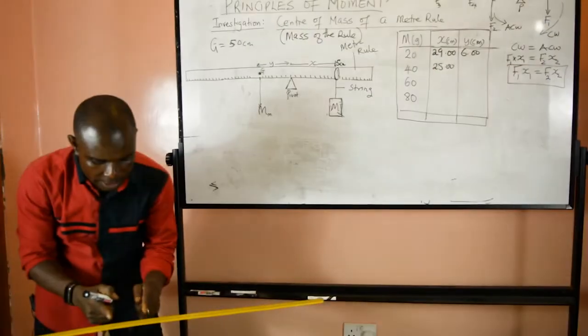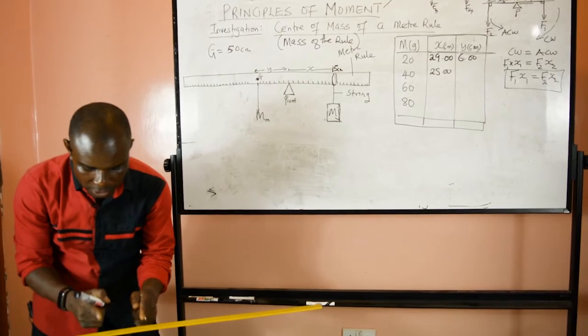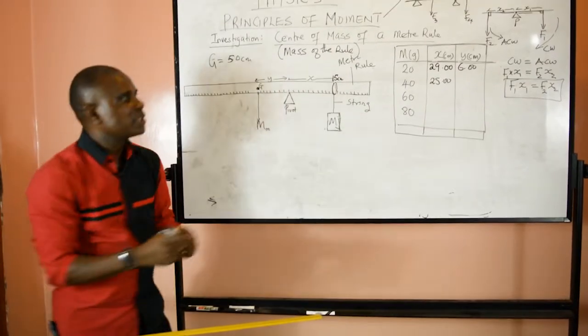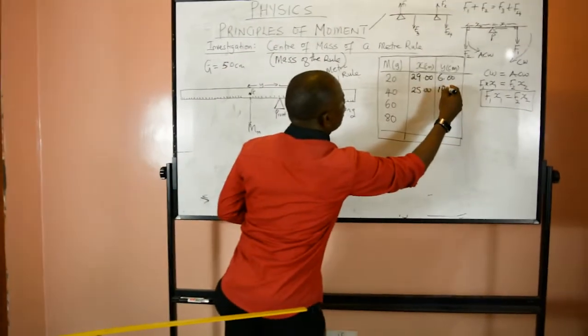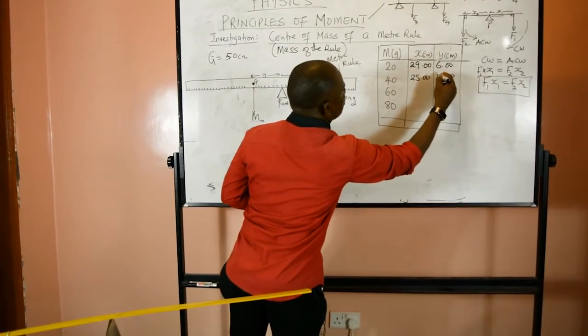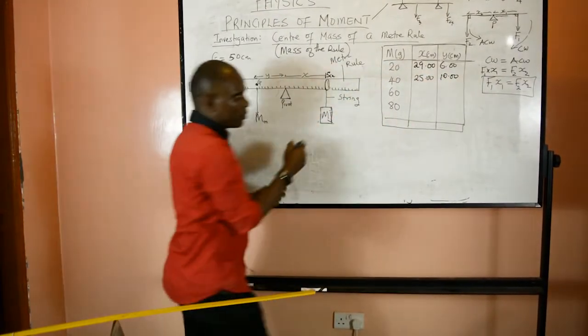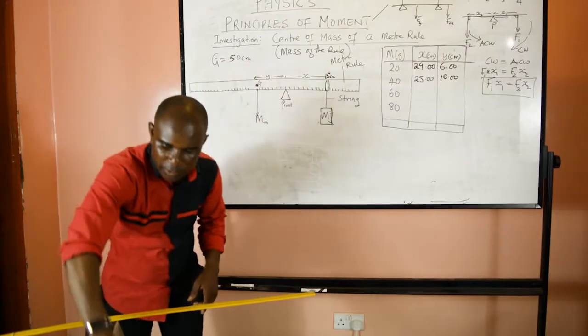It is 40 here, and the center of mass was at 50. So from 40 to 50 is 10 centimeters. So I have 10 centimeters somewhere here. Right, so I'm moving a little bit. So I come back with the next one.